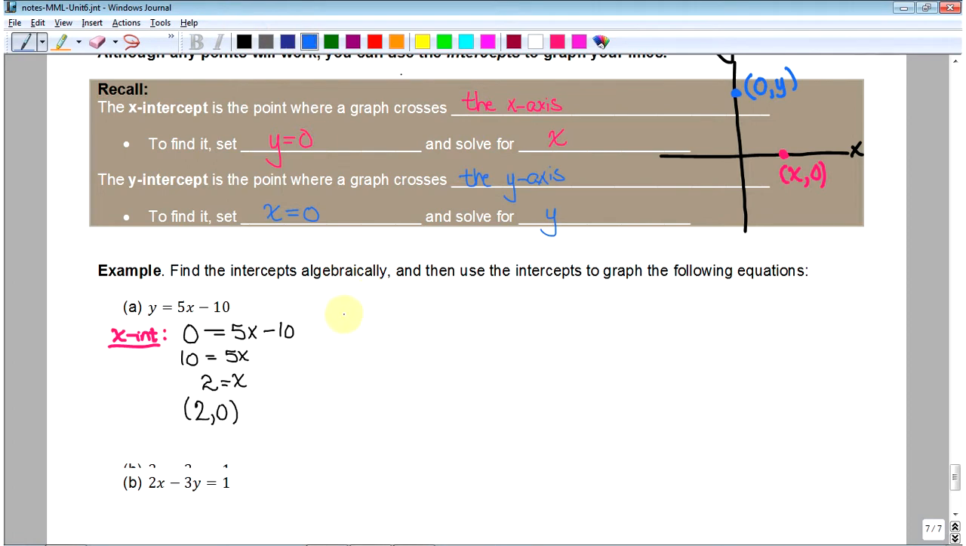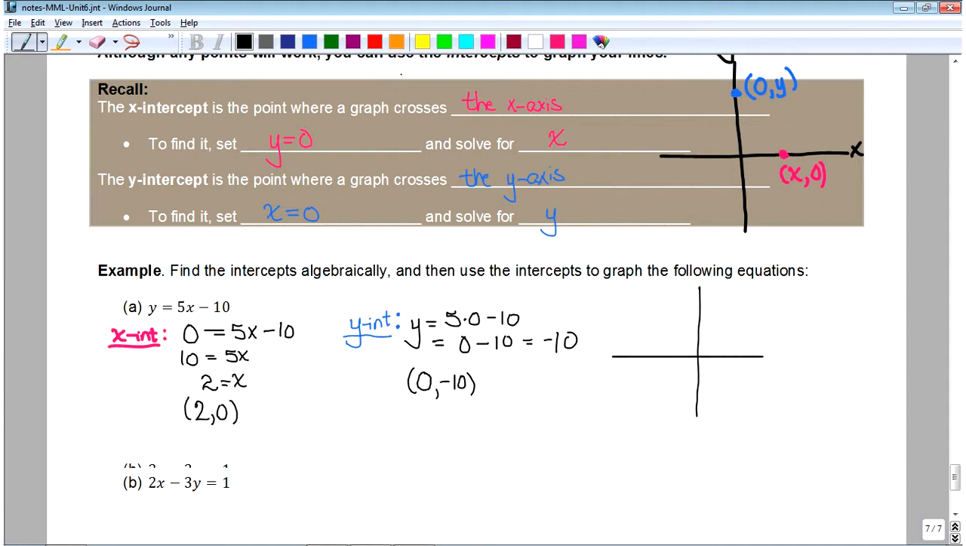Well, now let's get our y-intercept. The y-intercept is usually much easier. We set x equal to 0. So we'll have y is equal to 5 times 0 minus 10. Well, 5 times 0 is just 0. Minus 10 gives us negative 10. So remember, we set x equal to 0. So the coordinates for our y-intercept are 0, negative 10.